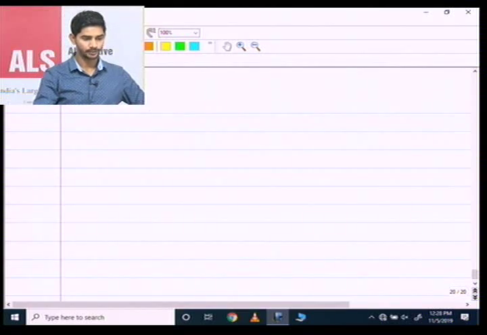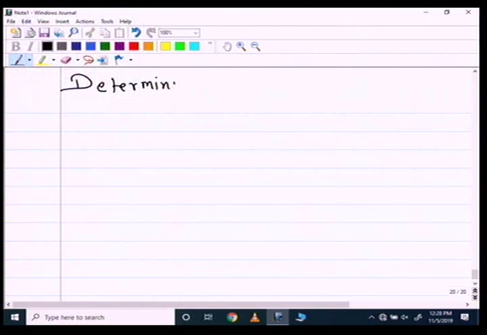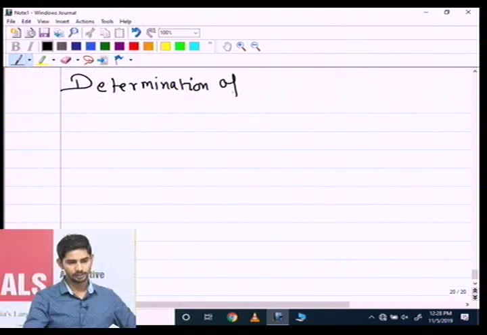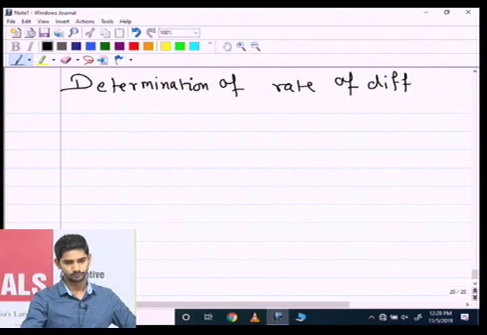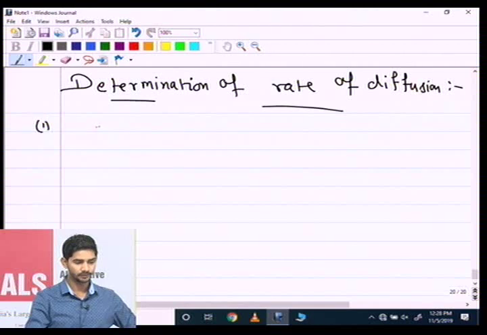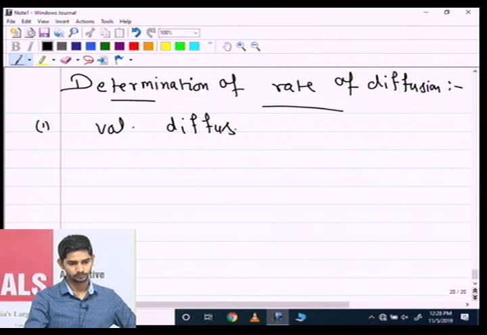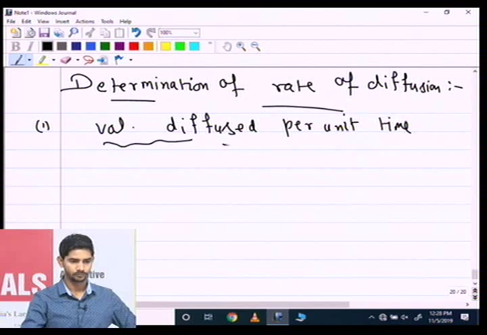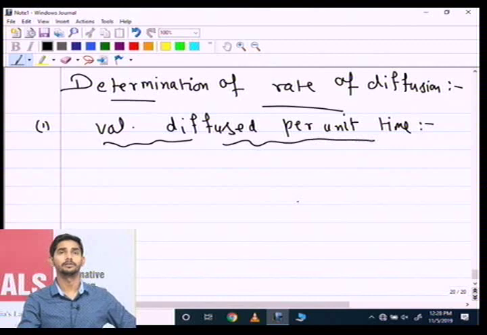Next topic is determination of rate of diffusion. See, case 1, volume diffused per unit time. Guys, these are the formulas. I hope you have knowledge about the rate.